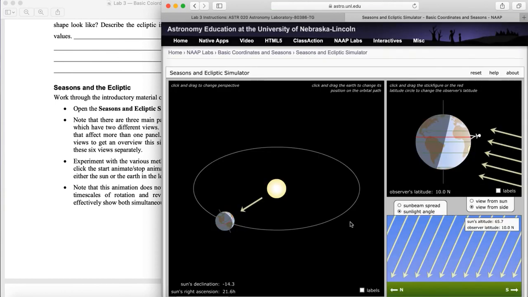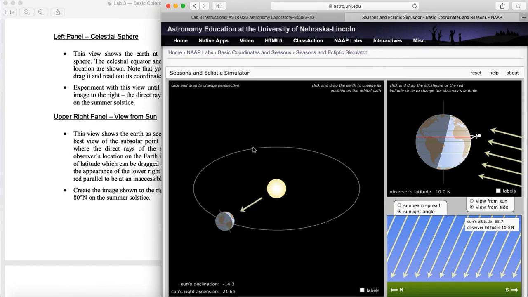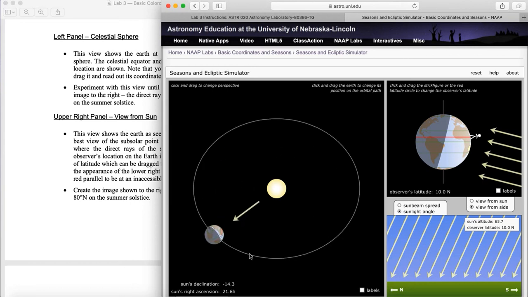This is a really neat one. So the idea here with the simulator, and again, there's a lot more directions about what it is and how to adjust it, but I'll just show you a few things that you can toggle around with. One thing, in this main window on the left, you can click and drag to change perspective. You don't have to shift click, you just have to click and drag.